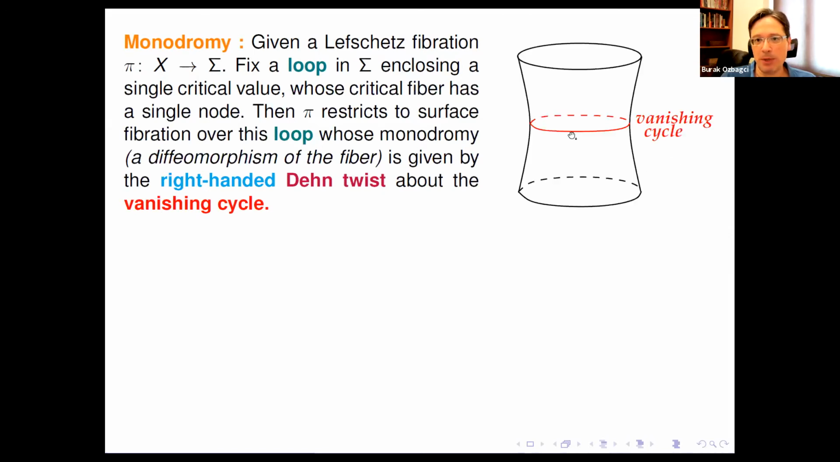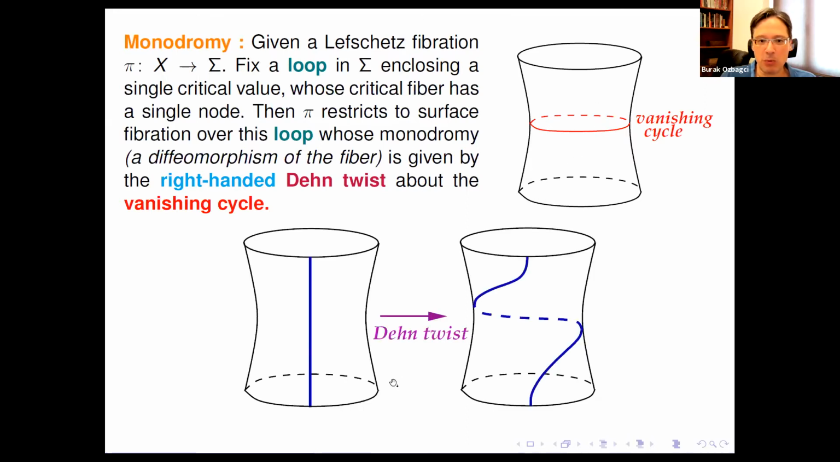So here I depict a vanishing cycle and a neighborhood of it, which is an annulus drawn like a cylinder. And a Dehn twist can be explained without formulas like this. So you take an arc connecting 2 boundary components of the annulus, and the image of that arc is presented on the right-hand side. It picks up a right twist, and the endpoints are fixed. Therefore, it fixes the boundary of this annulus. It's a diffeomorphism which can extend to the whole surface by the identity.